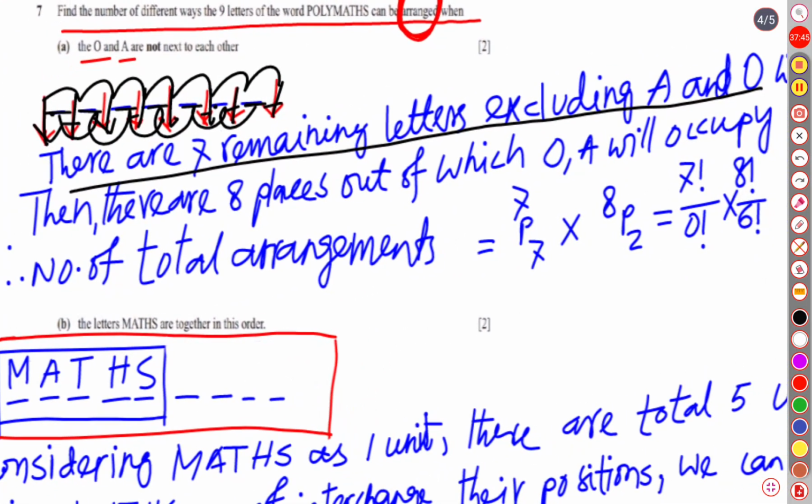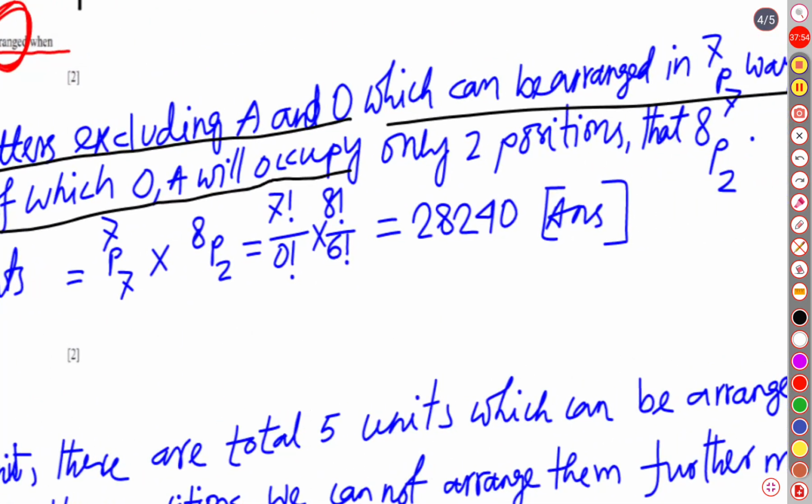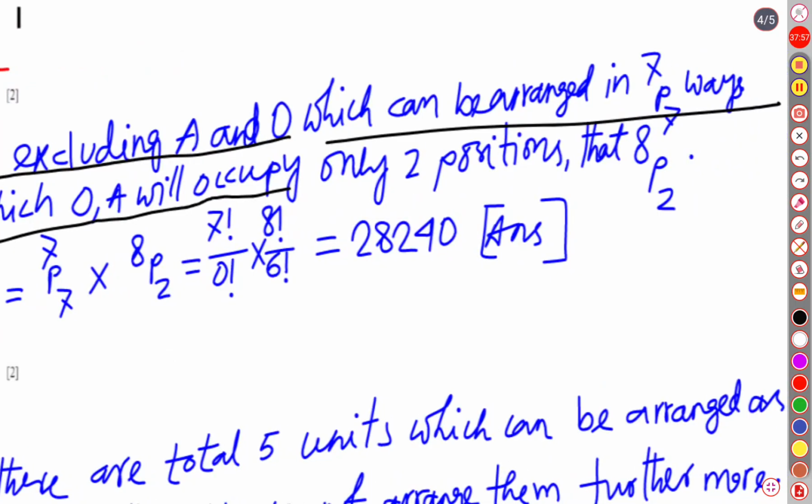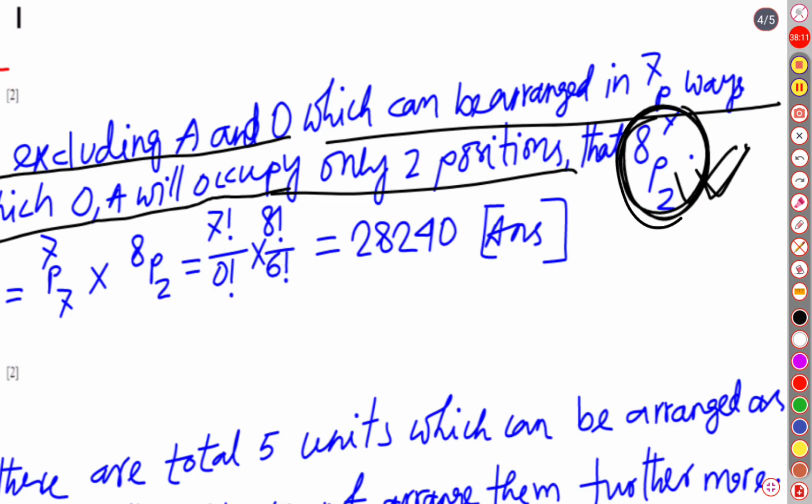Then there are 8 places, out of which O and A will occupy. How many places will be occupied by them? 2. They will occupy only 2 positions. Then how can it be written? There are 8 positions available. Out of 8, they will hold 2 positions. 2 places will be filled by them. How to write this? If there are 8 places, 2 are to be arranged, or 2 should be placed there, then it will be 8P2.